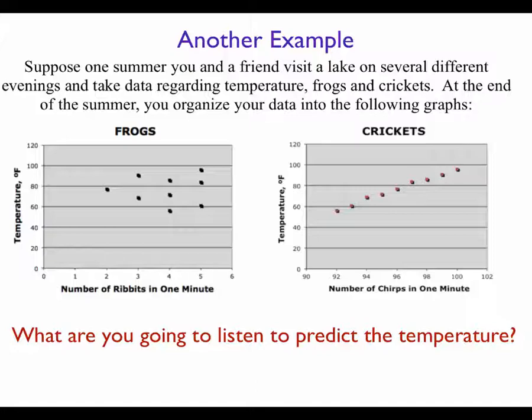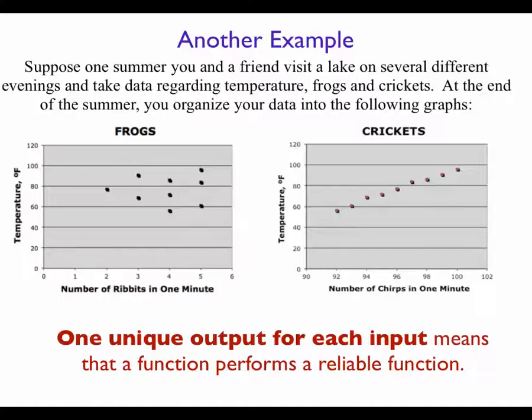Crickets. Okay, so this relationship of number of chirps and temperature is something useful. It's helpful in the real world. One unique output for each input means that a function performs something. It does something with purpose and meaning. Counting ribbits doesn't have any meaning for determining temperature. So what do we care about? We care about the relationships that are reliable and functional, like the temperature and number of chirps. That gives us something reliable and useful. That's why we care about this criterion of functions.